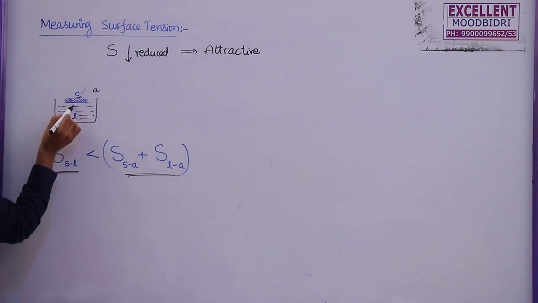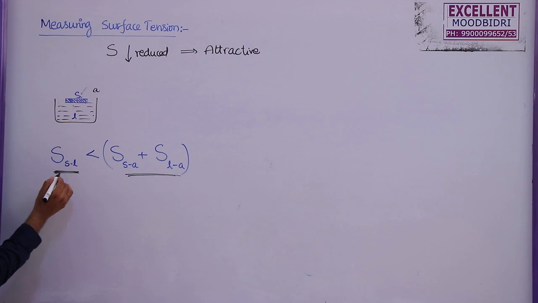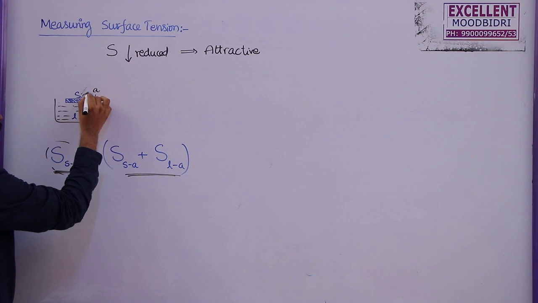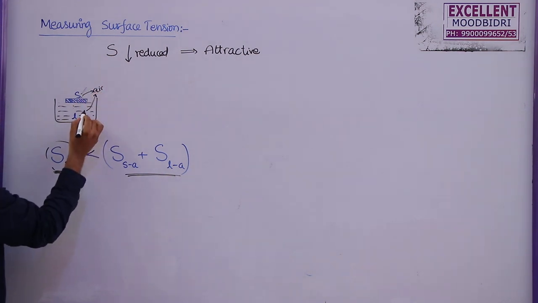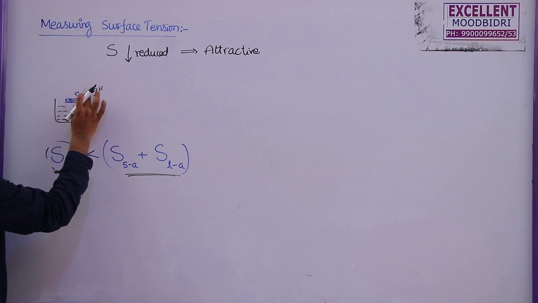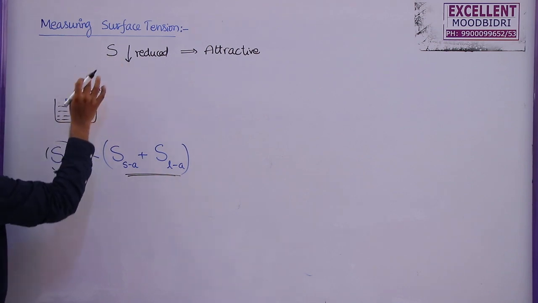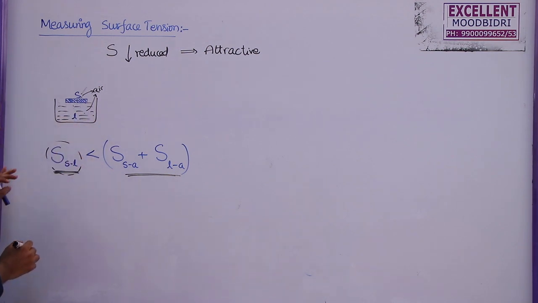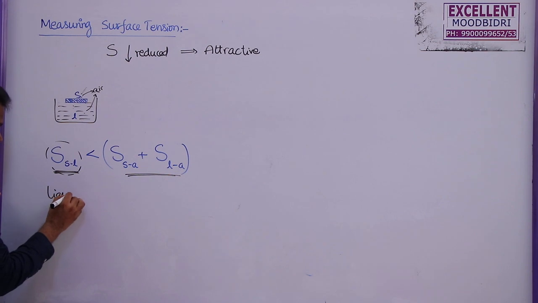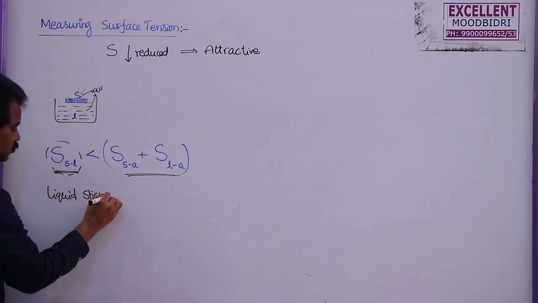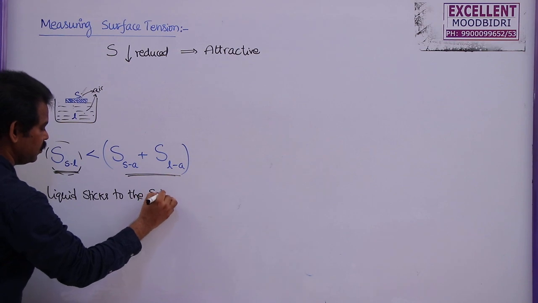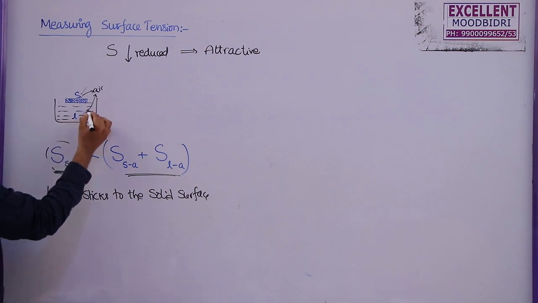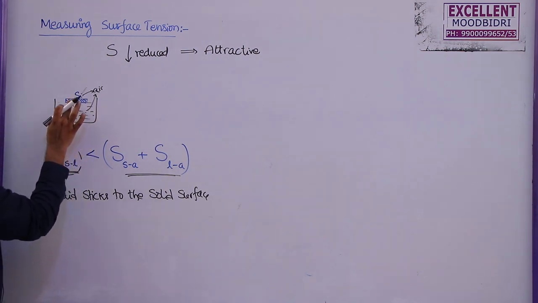Here these two can attract or stick together if the surface tension between them is less than the surface tension between this and this. Air is common between liquid and air and solid and air. If these two surface energies are more and the surface energy between this solid and liquid is less, then only will the liquid stick to the solid. Liquid sticks to the solid surface. If these two have less surface energy, then these two will not stick.